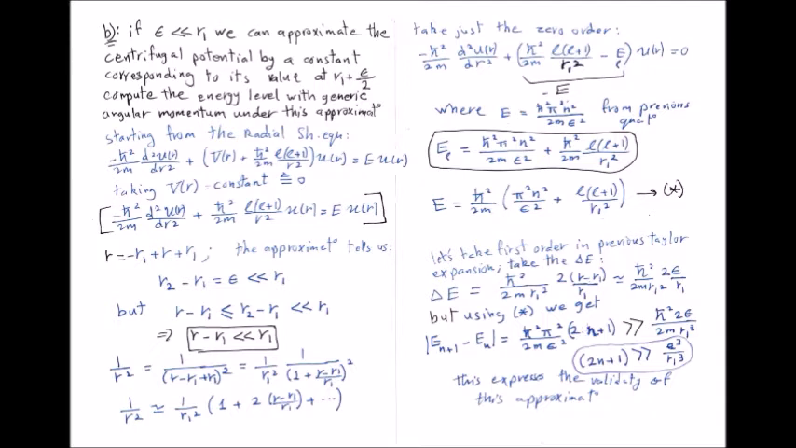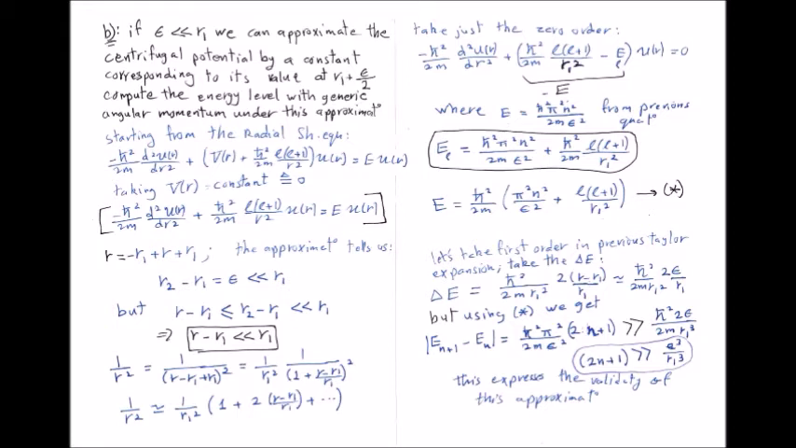In the second part of the problem, I need to use approximation. This approximation says that psi is very small compared to r1. So in these cases, I can approximate the centrifugal potential as a constant, and this constant could be shifted to be 0, without changing anything about the physics of the problem. This constant corresponds to the value at r1 plus psi over 2, and then I need to compute the energy with generic angular momentum under this approximation.